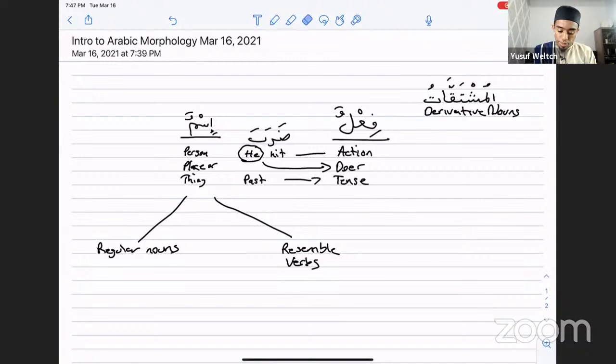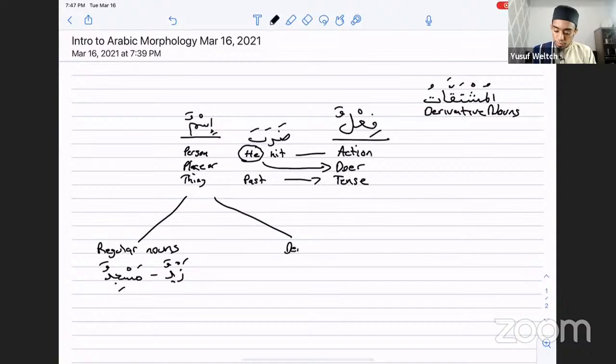So regular nouns are what we just mentioned: a person, a place, a thing. For instance, Zayd is a regular noun. Masjid, it's a place, a regular noun. They're not derivative nouns. A better way to write this is derivative nouns as a second category, and these are the mushtaqats, and they resemble verbs. They have a resemblance with verbs most of the time.